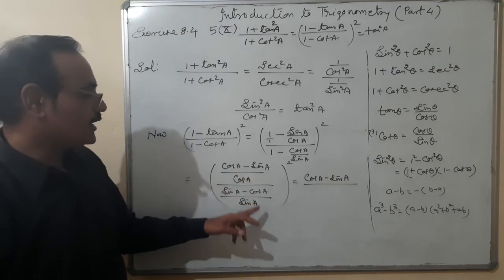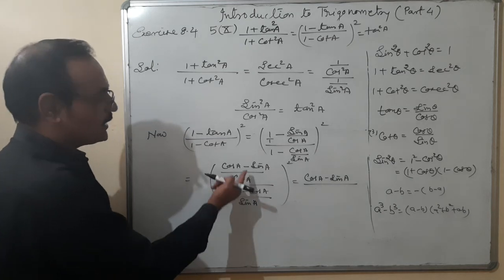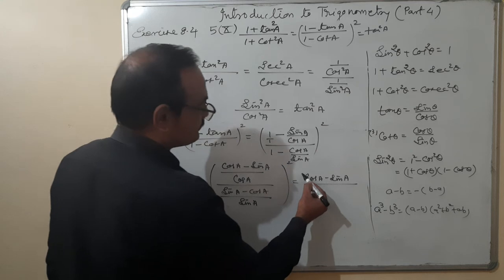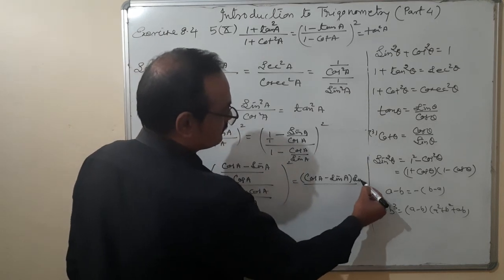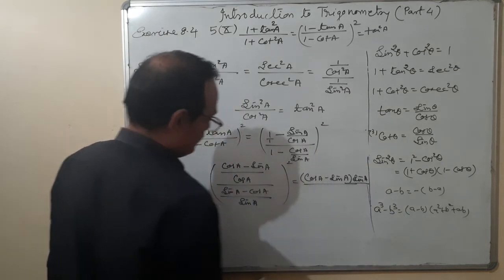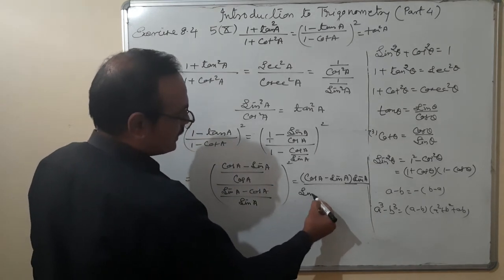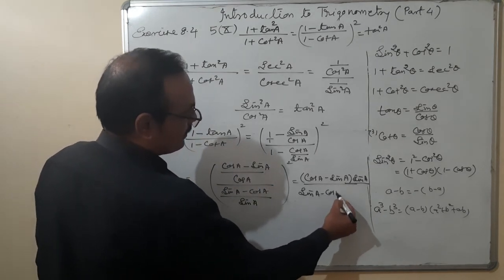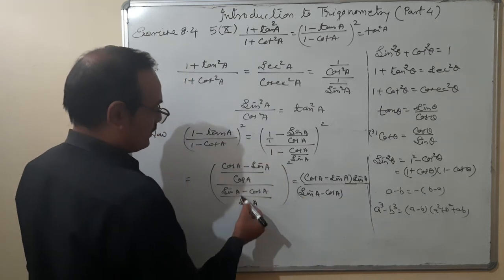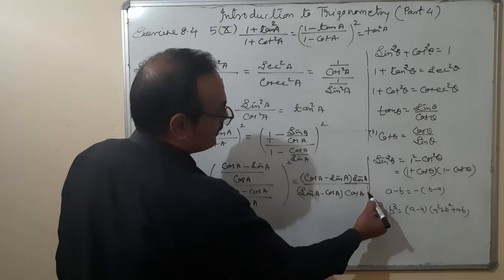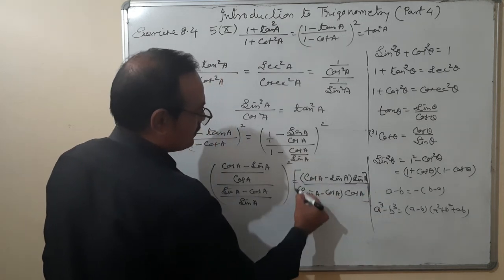1 upon 2 upon 3 upon 4. First term multiplied by fourth term: cos A minus sine A multiplied by sine A. Okay. Upon second term and third term: sine A minus cos A multiplied by cos A. And that is whole square.